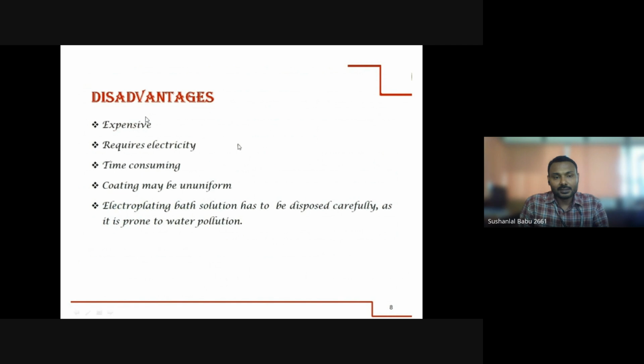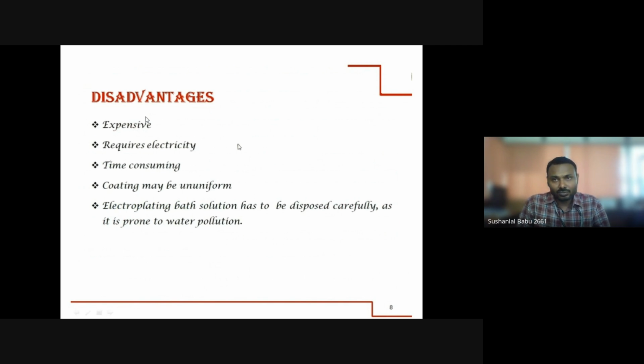Then disadvantages. The major disadvantage is that it is very expensive, it requires electricity, and it consumes time. Another major disadvantage we need to always remember is that it is non-uniform. Non-uniform coating will happen. And the last one is that the electroplating bath solution has to be disposed of carefully, as it is prone to water pollution. So these are the major disadvantages.